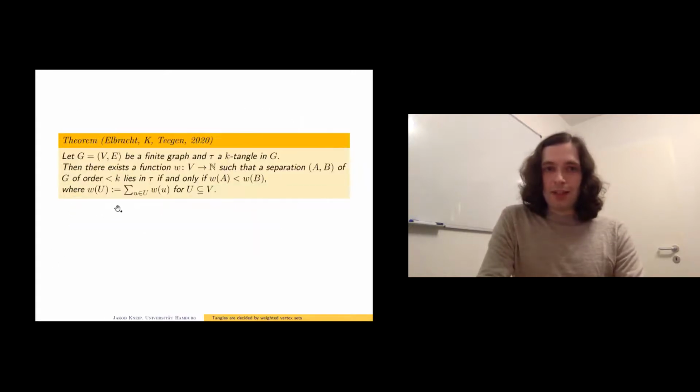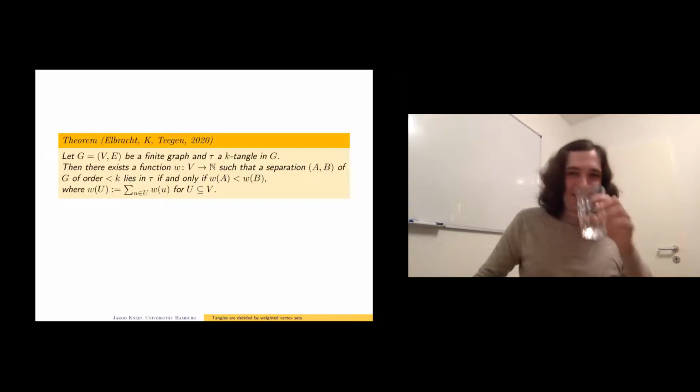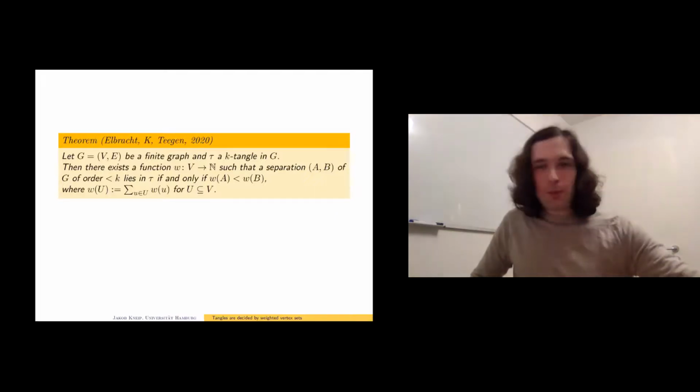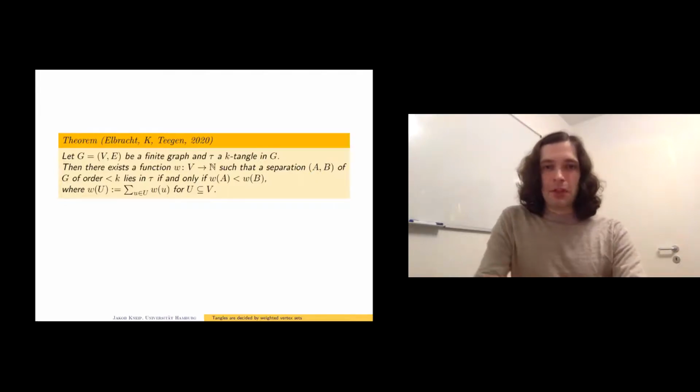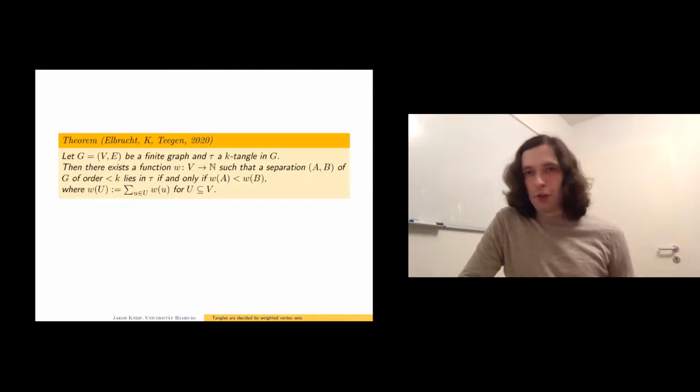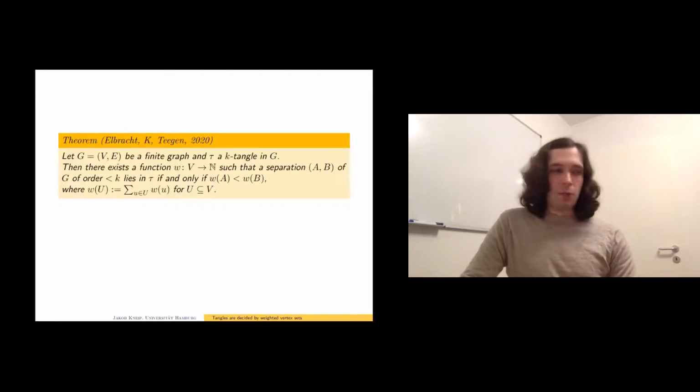So with that, we have established the main result after, well, half the talk. So we have plenty of time to talk about possible extensions of this result. So let's quickly recap here. We've shown that for each k-tangle in a graph, so each consistent way of declaring for each separation of order less than k one of the two sides as the big side, we can find a weight function of the vertices that makes exactly the big side of each separation the side with higher total weight.